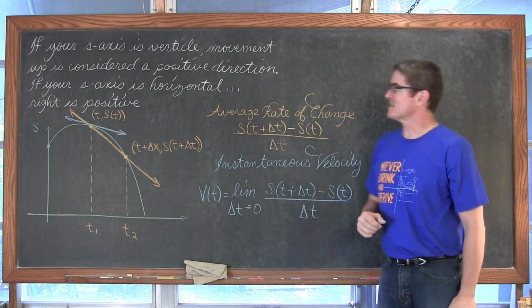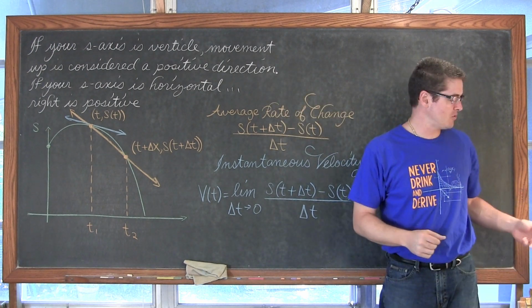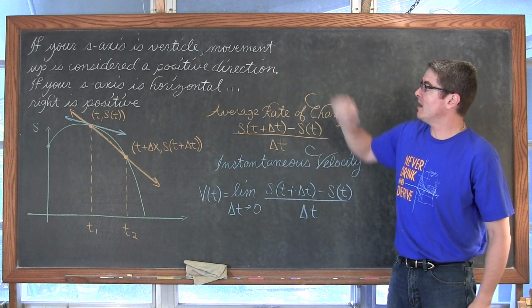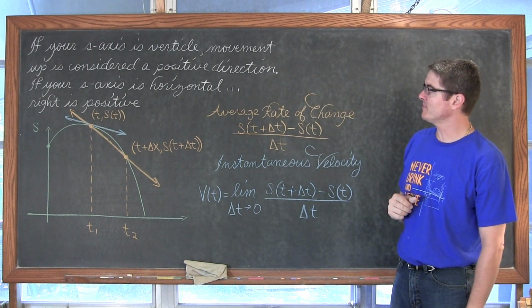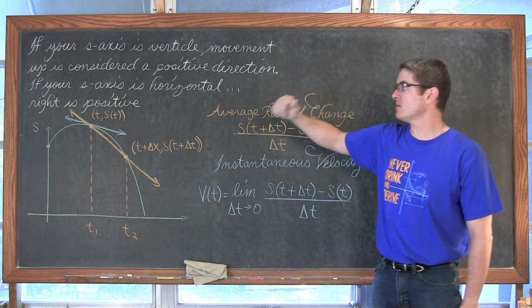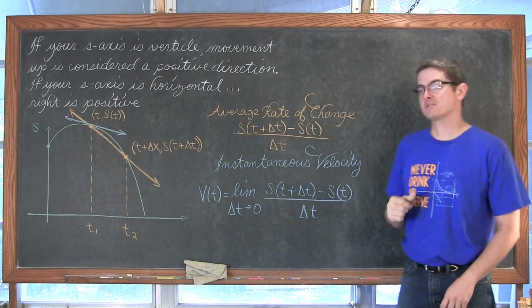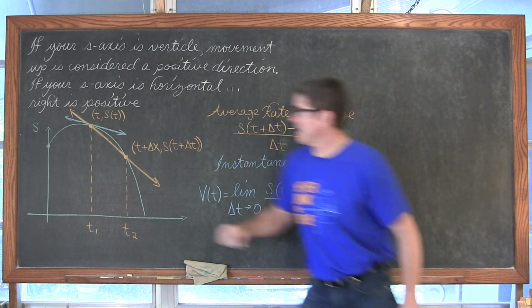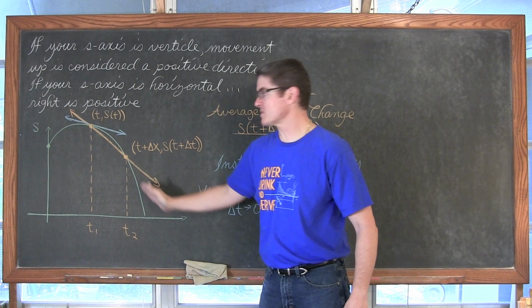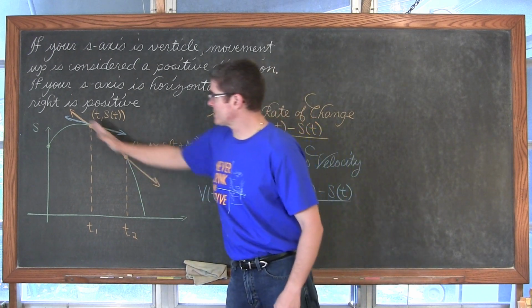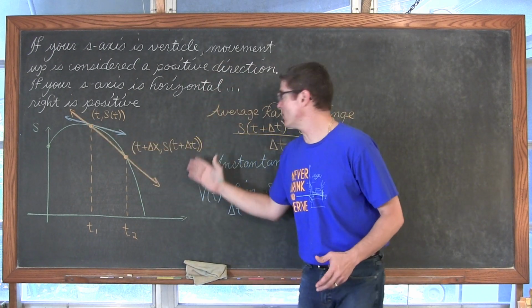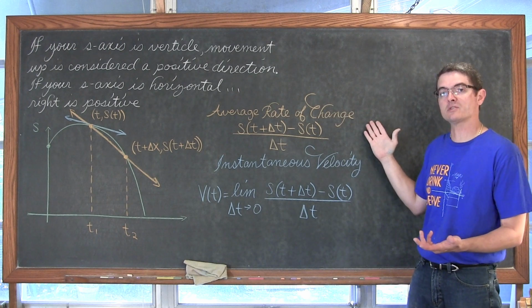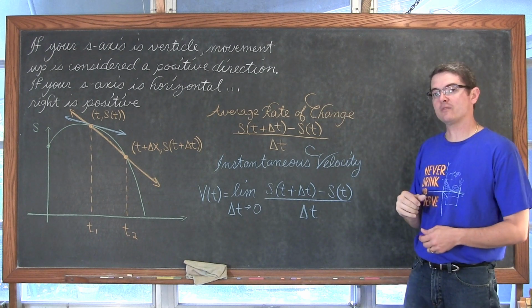If your s-axis is vertical, then you're going to consider your movement up as positive. And if your s-axis is horizontal, movement to the right is going to be considered positive. And so again, we have a position function over time here, and I've got an orange secant line, which we know, as I just spoke about in the previous screen, as the average rate of change.